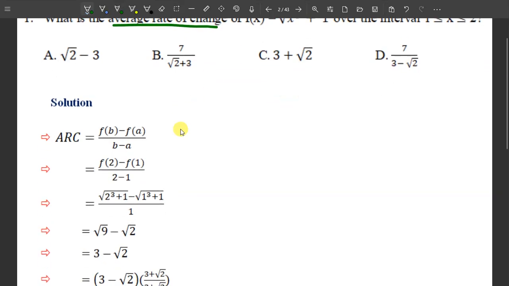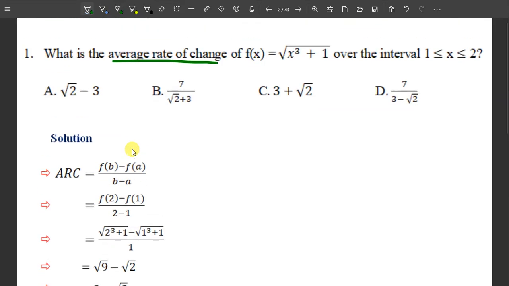Then here, by definition, we say the average rate of change of a function over a certain interval from a up to b is equal to f of b minus f of a over b minus a. That was what we have said. Now, since this function is defined over this interval, then the average rate of change is simply equal to the slope of the second line, which is crossing at 2 points of the graph of f of x equals the square root of x cubed plus 1. That's it. F of 2 minus f of 1 over 2 minus 1.